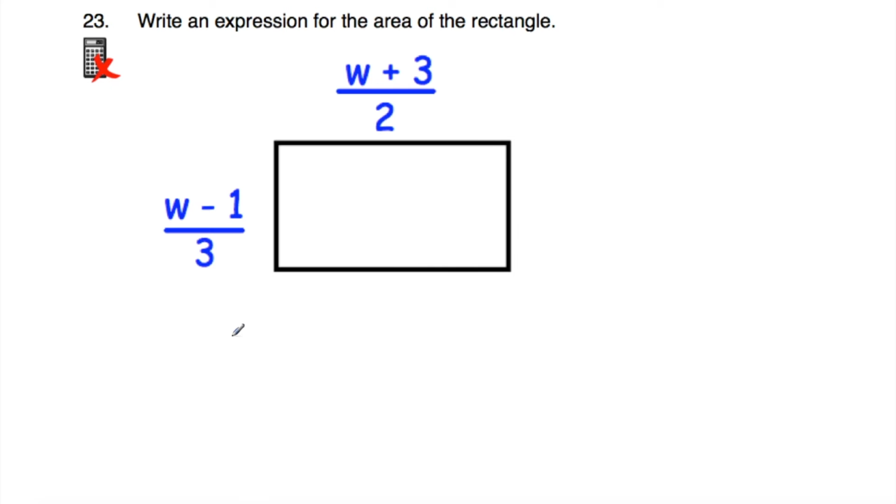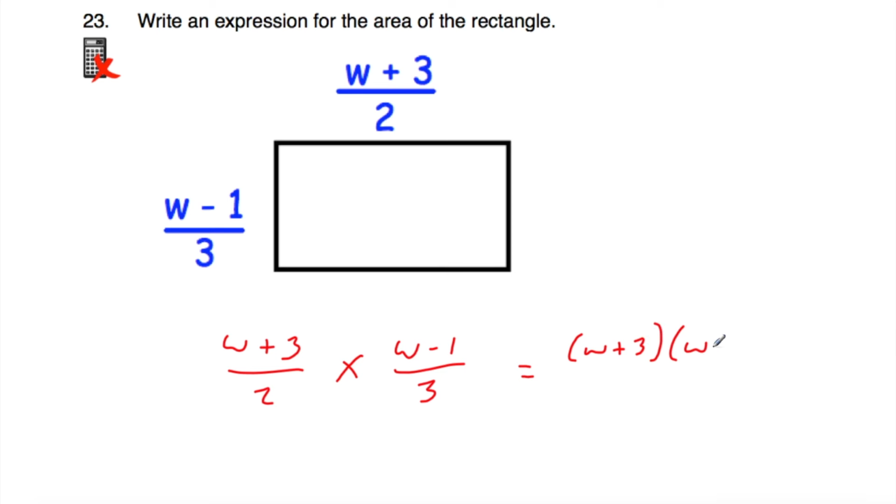So let's do that. We've got the length, which is (w + 3)/2, and we're going to multiply that by (w − 1)/3. So let's multiply the numerators and multiply the denominators. In terms of the numerators, we're going to do w plus 3 multiplied by w minus 1. And on the denominator, we've got 2 times 3, and 2 times 3 is 6. And that's it. So we could leave our answer like that.